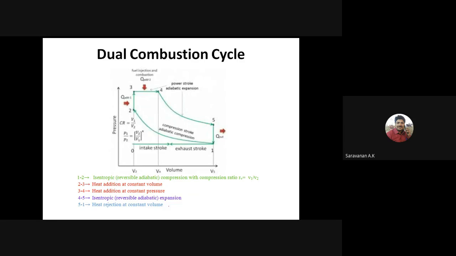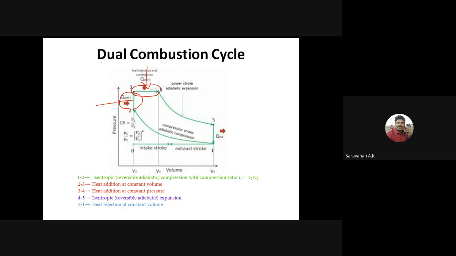So the dual combustion cycle is the combination of an Otto cycle and a diesel cycle. Why do we say it is a combination of these two cycles? For the Otto cycle, the heat addition takes place at constant volume. Here the heat addition is partial: part of it takes place in the constant volume process, and some takes place in the constant pressure process. The constant volume heat addition is the Otto cycle, and the constant pressure heat addition is the diesel cycle.